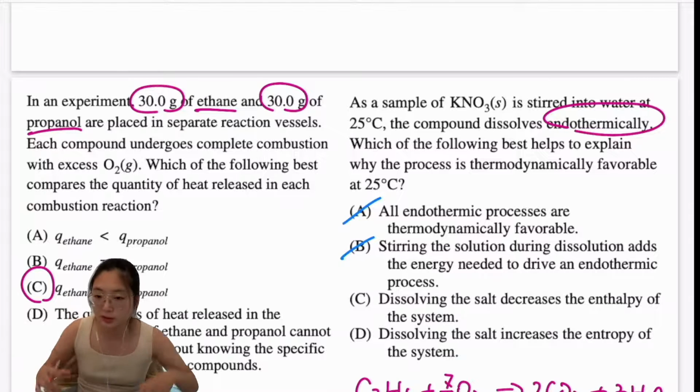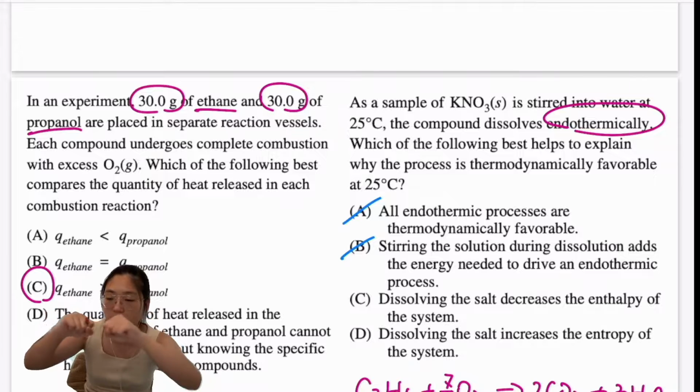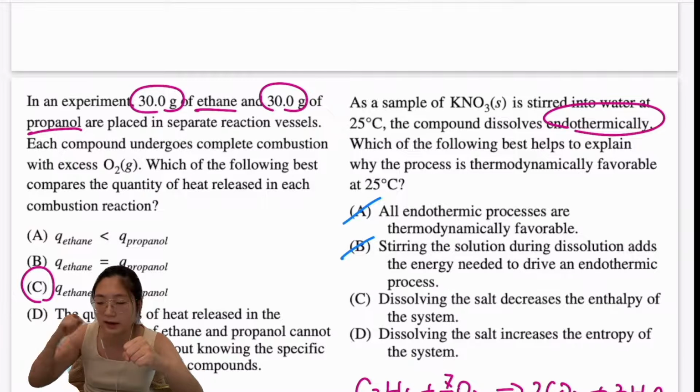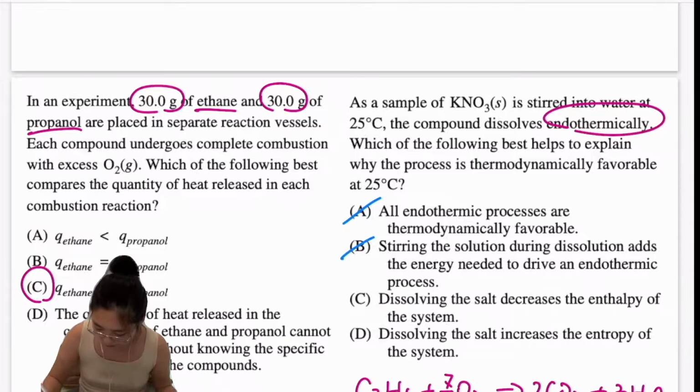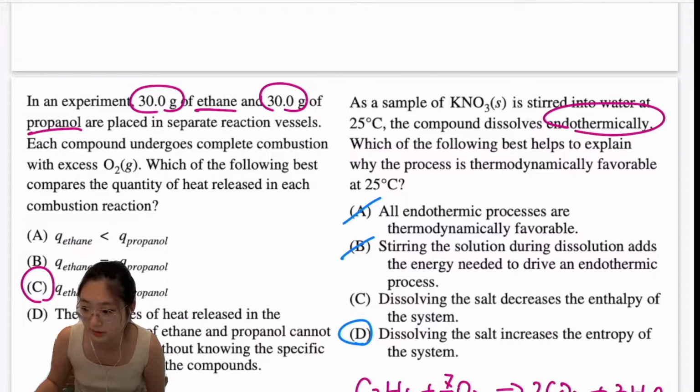And C, dissolving the salts decreases the enthalpy. As I said, when the crystal lattice structures are broken and then the cations and anions are released into water, then they're more dispersed in water, they're more random, they don't have that highly ordered structure, so the entropy increases. So the answer is D.